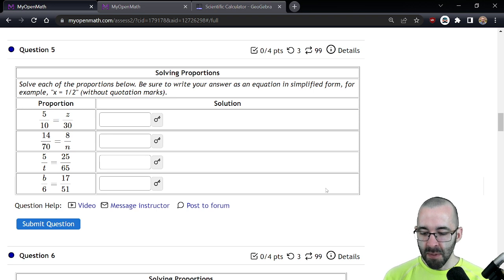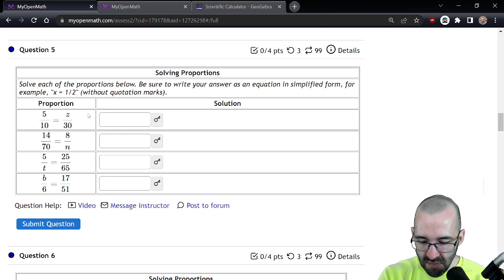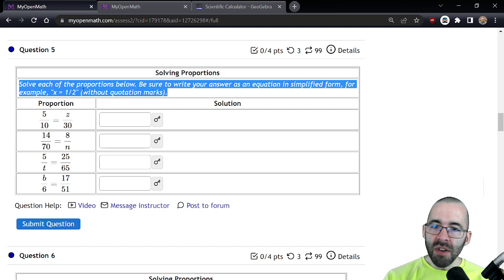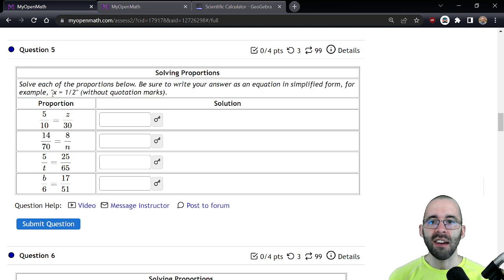For example, maybe we found out that there were 5 respondents who said yes to some question and 10 total respondents. Is that the same proportion as some number over 30? Yeah, and we can find that number z. That's what we're going to do over here. And please always make sure to read these instructions, so you're not just putting the answer for z. Look at exactly how it wants you to phrase your answer here.